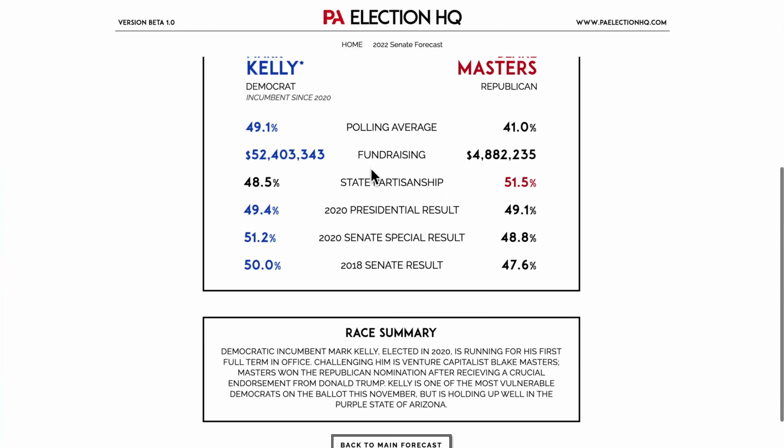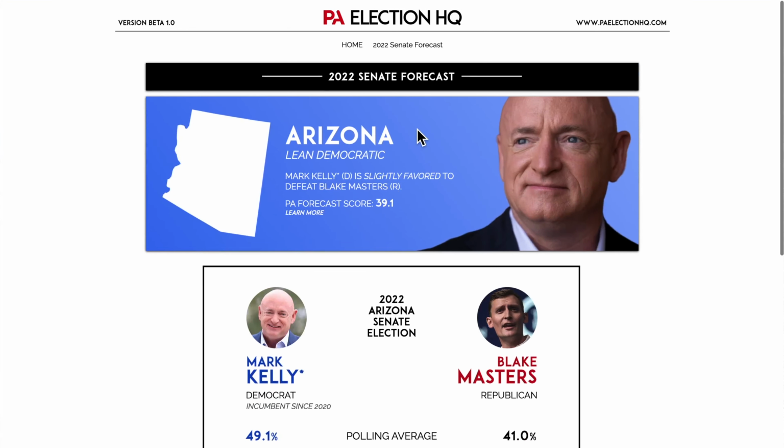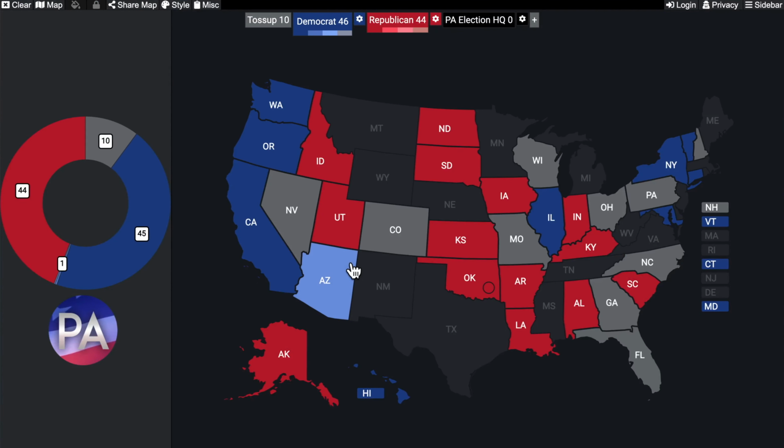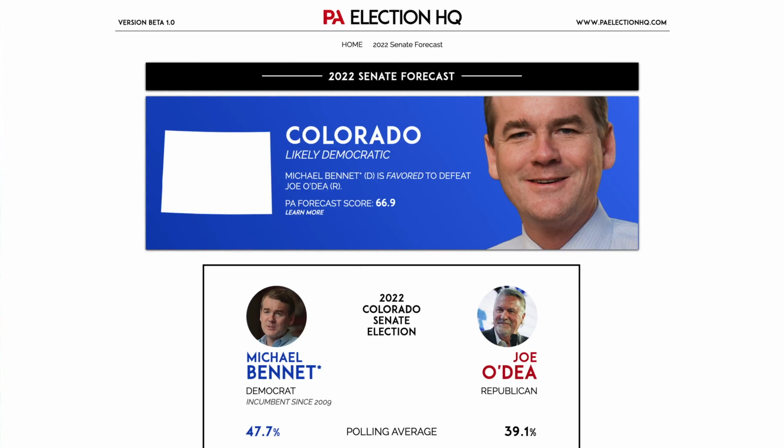For each of these competitive races, we also offer a race summary that you can go over, and this is helpful just for learning more about the actual election. Right now, according to our forecast, Arizona is going to be a lean Democratic state with a score of, in the positives, 39.1. Moving on to Colorado, we have a significantly less competitive race. Here, Michael Bennet is favored to defeat Joe Dea.